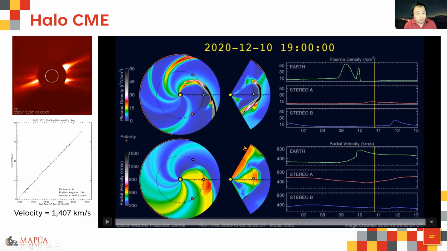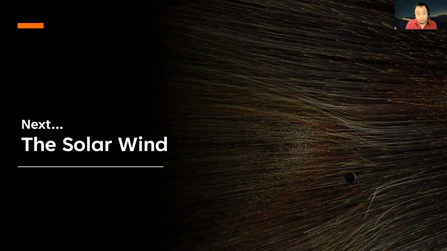Okay, so on this note, what we're going to discuss in the next video, or the next class, would be the concept of the solar wind. So now we are moving past the sun, and we're entering the space environment, or the region between the sun and the Earth.